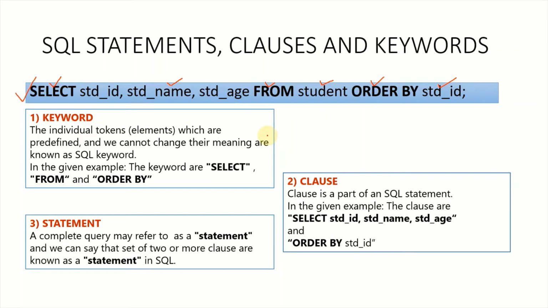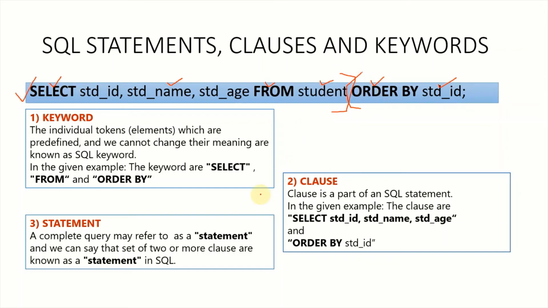Next, we have clauses. In this statement, we have actually two parts. The first part is from select to student and the second part is from order by to student ID. So here we have two clauses actually. A clause is a part of an SQL statement. In the given example, there are two clauses. The first clause is select and the second clause is order by.